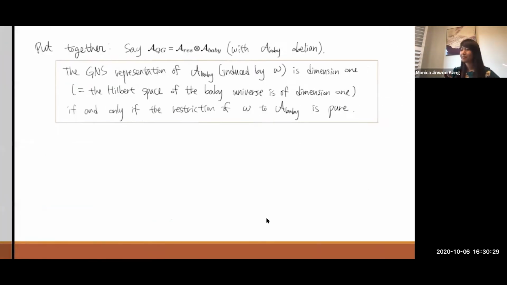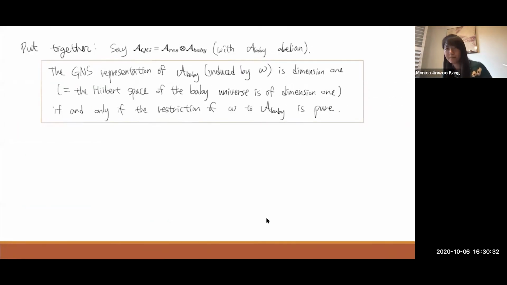All right, so let's put it all together. Let's say the algebra of the bulk is given by the baby universe algebra, being abelian, and the regular rest of the reservoir. Then the GNS representation of this baby universe algebra induced by the state is of dimension 1, identical to saying the Hilbert space of the baby universe is one-dimensional, if and only if the restriction of the state to the baby universe algebra is pure. This is a mathematically derived statement as a conclusion, but that's quite a mouthful.